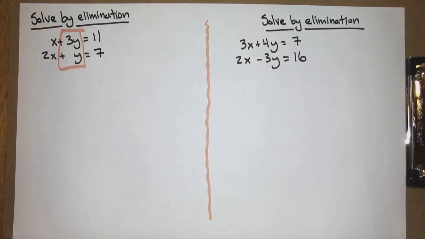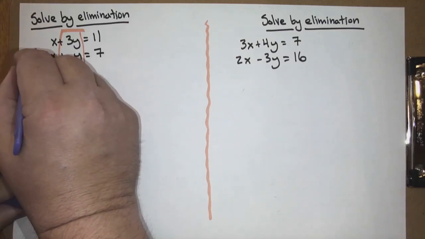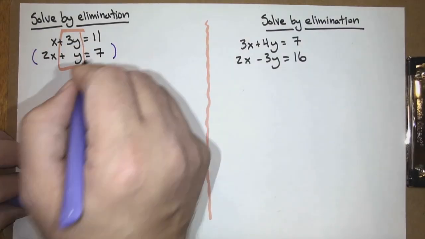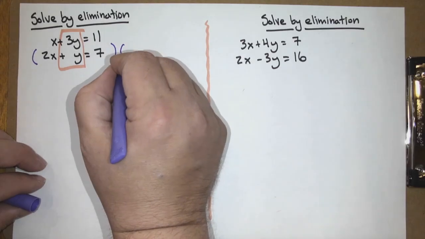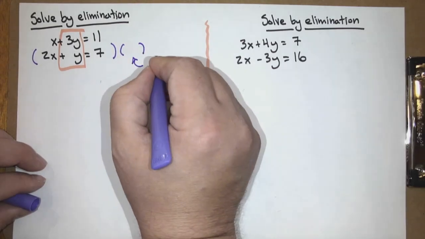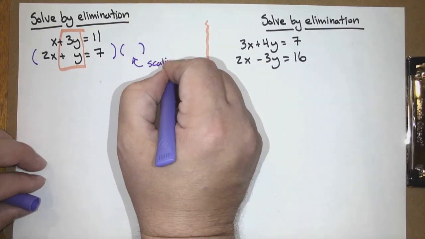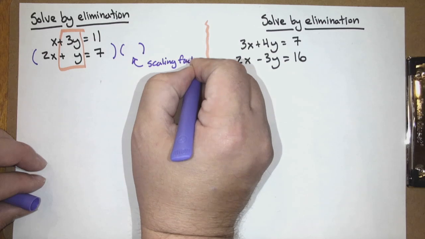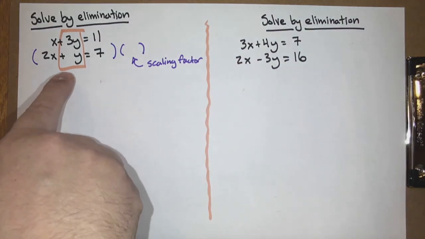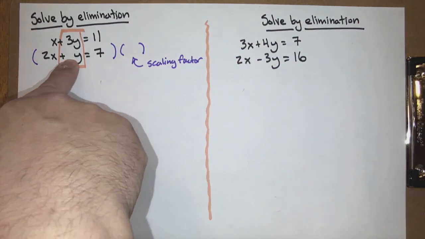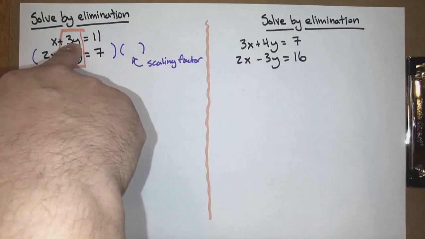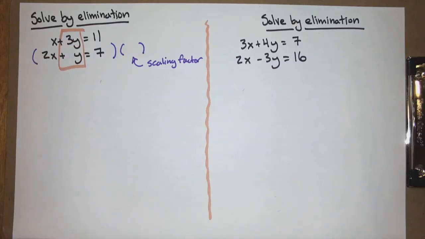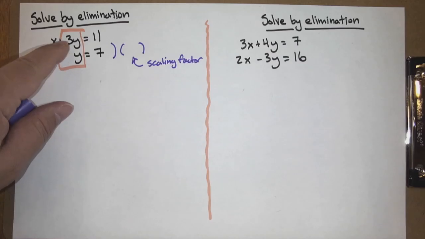Now we can scale one or both. I claim this time, I think we can get away with just scaling the second one. So what do I want to multiply the second equation by? So here's the question, this is our scaling factor. What do I want to multiply by this scaling factor so that what's here, when added to 3y, becomes 0? What does that? So what plus 3 gives us 0?